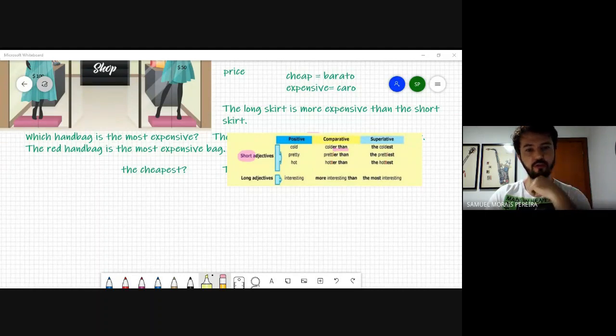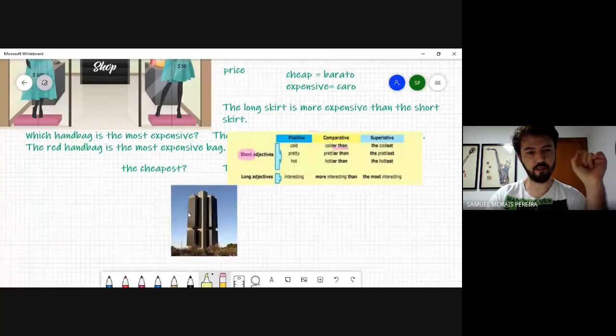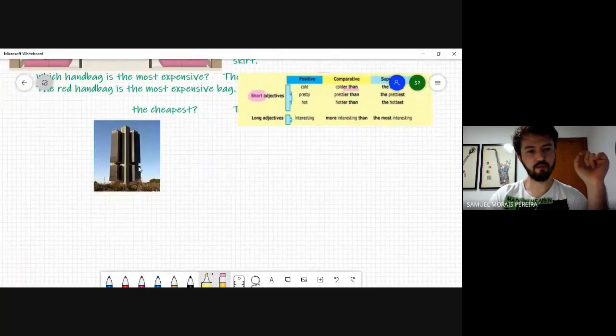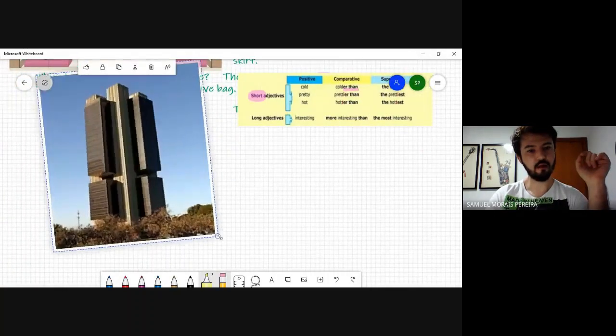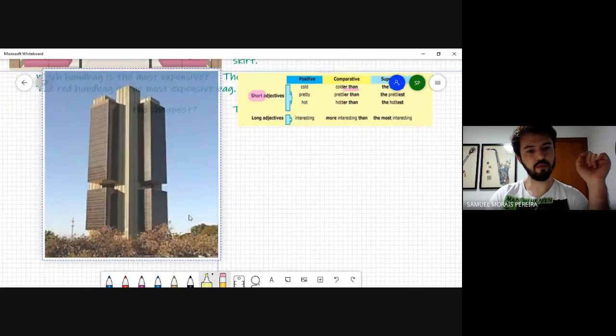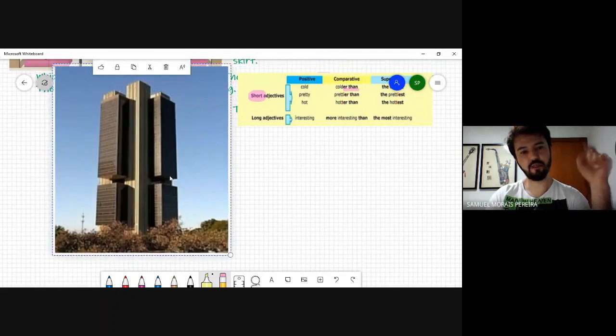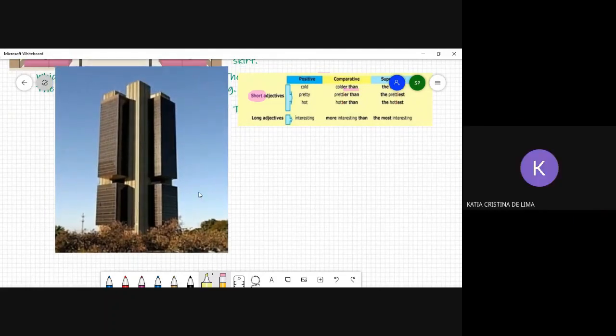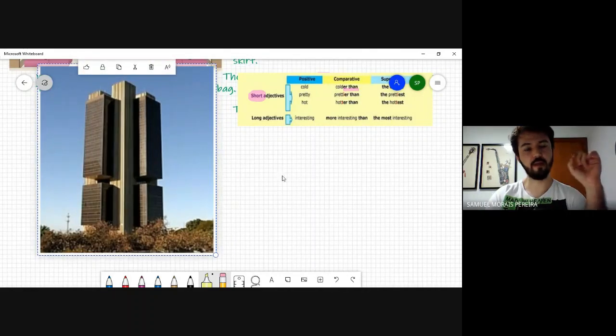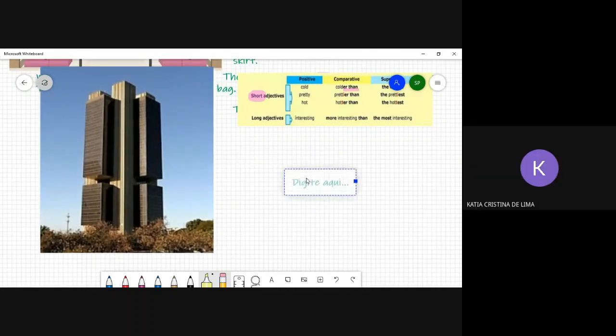Katia, I'm gonna show you the picture of a building here in Brasilia, okay? Do you know which building this picture is referring to? Do you know this building, Katia? This is here in Brasilia, yes? What's its name? I don't know the name. É do Banco Central.